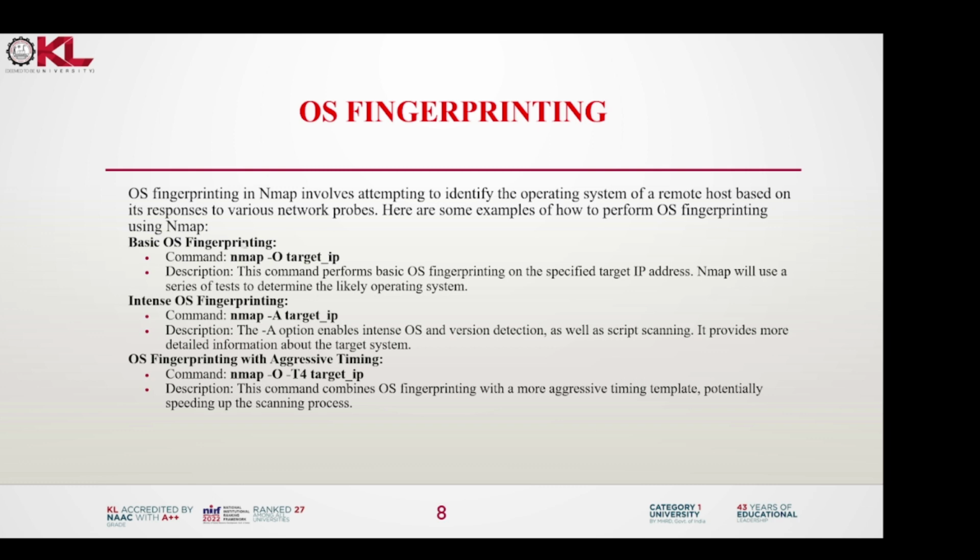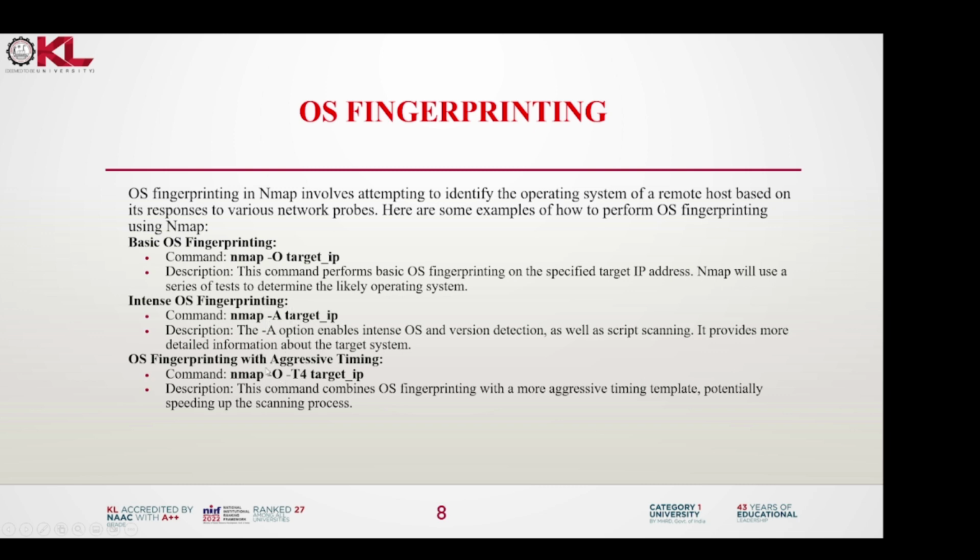Already I said option O is used to identify the operating system that is running on the victim system. Next, option A. Option A is used to identify both, that is, the operating system that is running on the victim system plus the version that is running on the victim system.